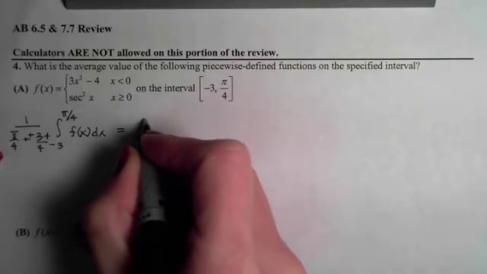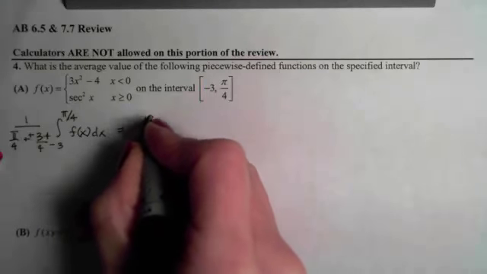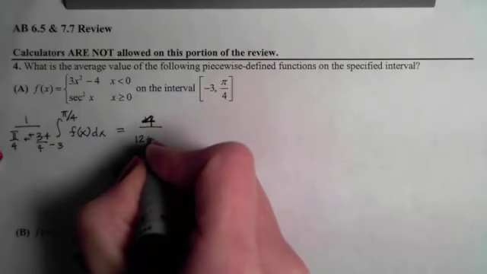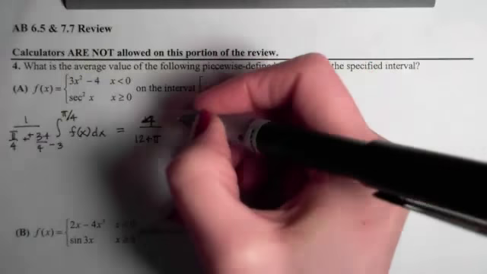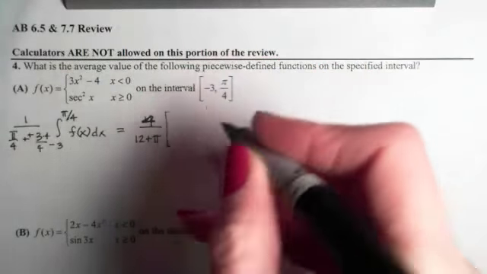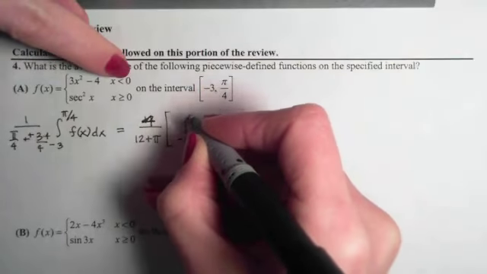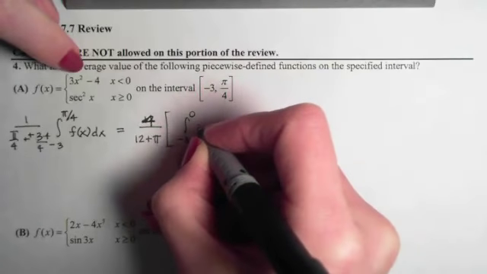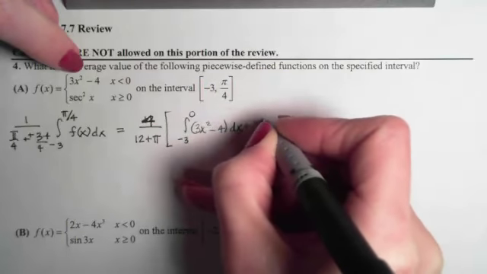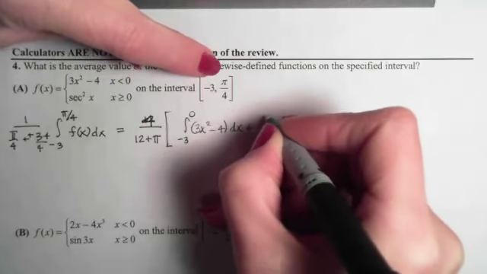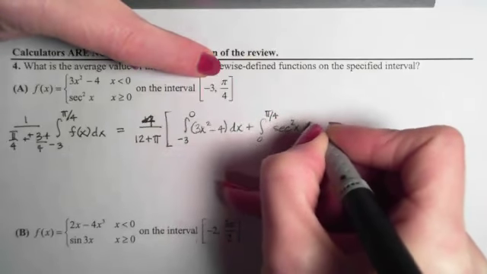So that means I'm really going to have a 4 over a 12 plus a pi. So that's the coefficient that's out in front, and then what I have inside is going to be the accumulation from negative 3 up to the joint, which is 0 on the first branch, plus the accumulation from 0 continue on to pi over 4 on the second branch.